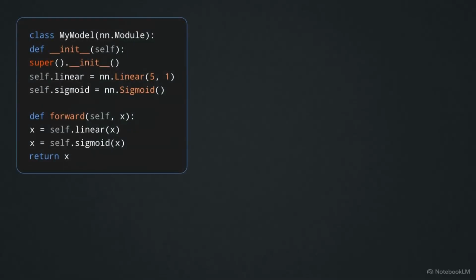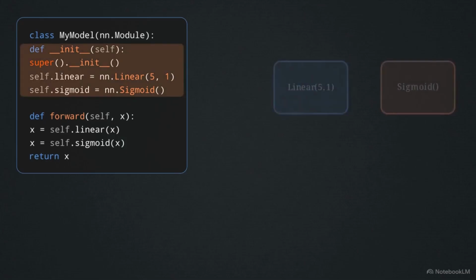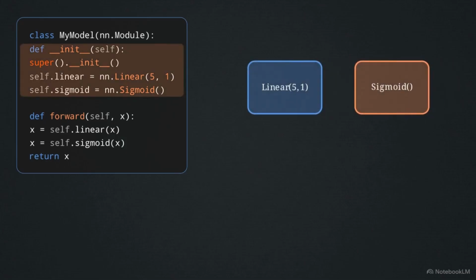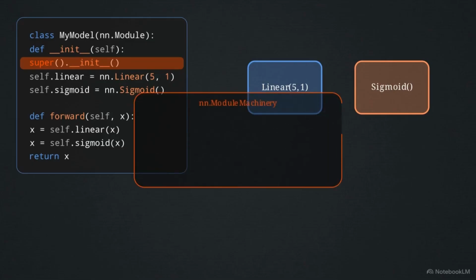Look at this code block. This is the standard shape every PyTorch model follows. Inside init, we declare building blocks, one linear layer and a Sigmoid activation. Notice this mandatory super.init line. It lets nn.Module set up its internal machinery before adding custom layers.